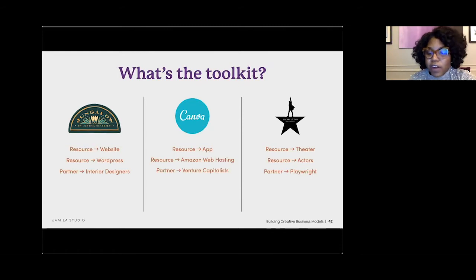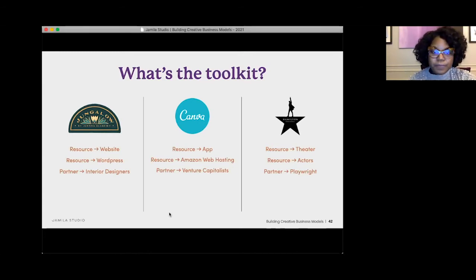And then a partner might be a playwright. So normally plays aren't necessarily, the theater is a partner with the playwright. So the playwright might split the revenue, but they aren't necessarily hired by a theater. Sometimes it works out that way, but normally with more high profile plays, the playwright is a partner with the theater.